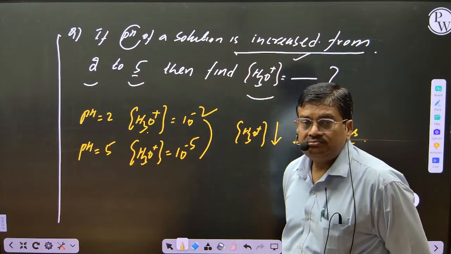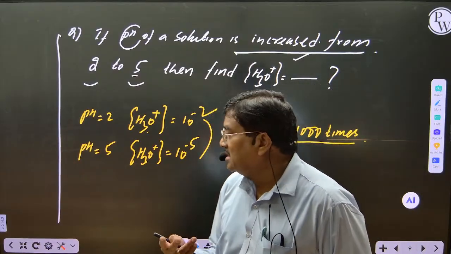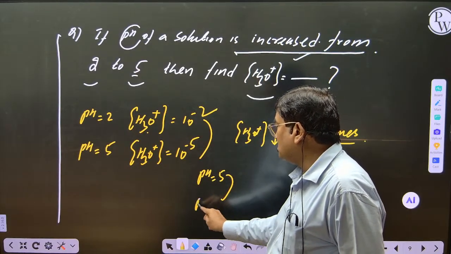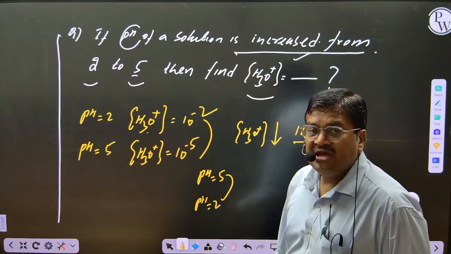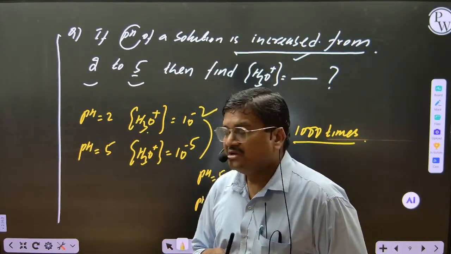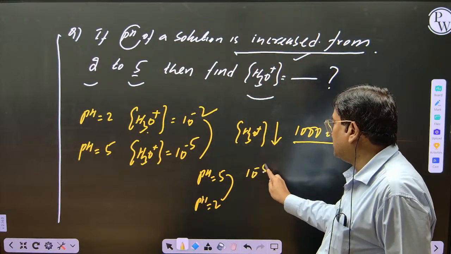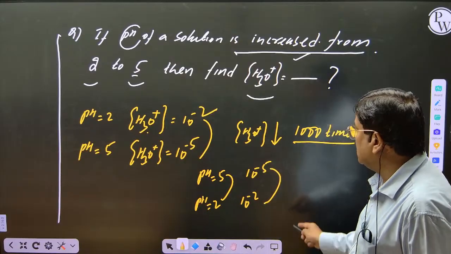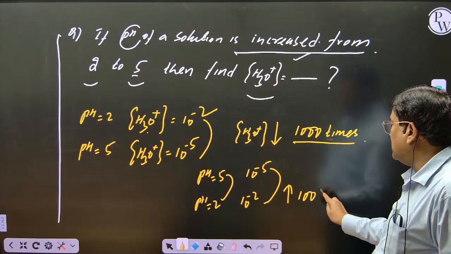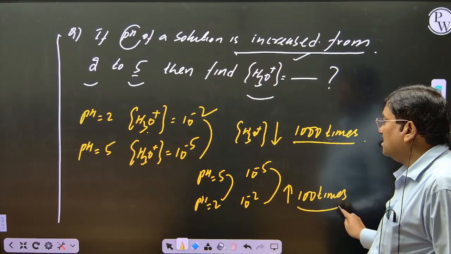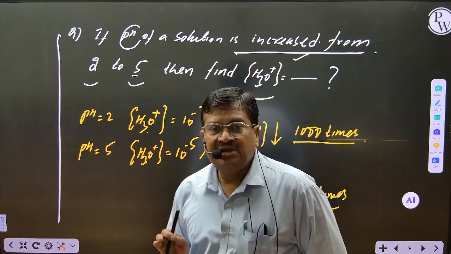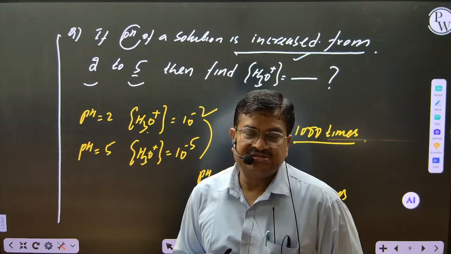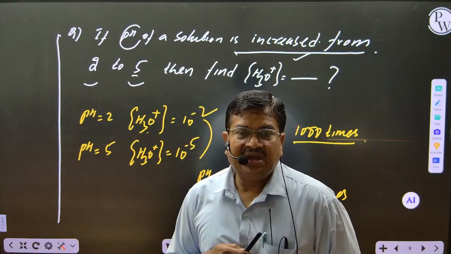Understood? Or if the same question, if I say the pH of the solution is changed from 5 to 2. Previously I increased, now what I did, I decreased. So if I am changing from 10 power minus 5 to 10 power minus 2, what will happen to hydronium ion concentration? In this case, it increases by how many times? 100 times. Understood concept? Clear for all? So for every 1 unit increase in pH, hydronium ion decreases by 10 times. For every 1 unit decrease in pH, hydronium ion concentration increases by 10 times.